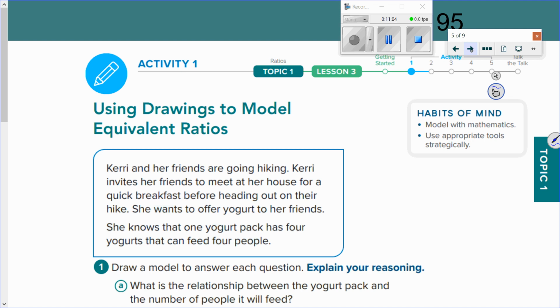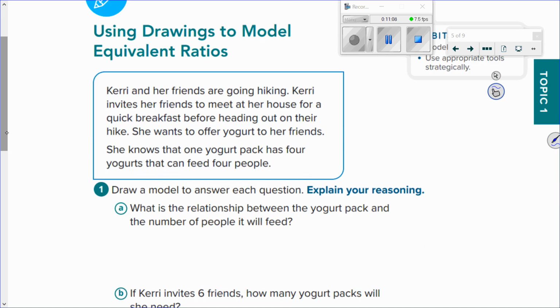On this one, Carrie and her friends are going hiking. Carrie invites her friends to meet at her house for a quick breakfast before heading out. She wants to offer yogurt. She knows that one yogurt pack has 4 yogurts that can feed 4 people. Draw a model to answer each question. Explain your reasoning.